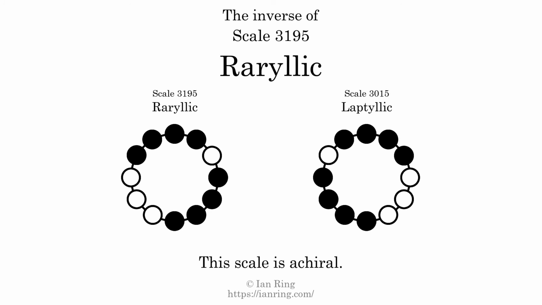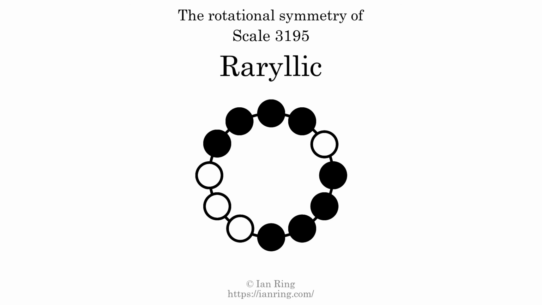The inverse of a scale is a mirror image. It is what you get when the sequence of intervals is reversed. The inverse of this scale is scale 3015, also known as Raryllic. This scale is achiral, since it can transform into its own reflection by a rotational transformation. This scale has no rotational symmetry.